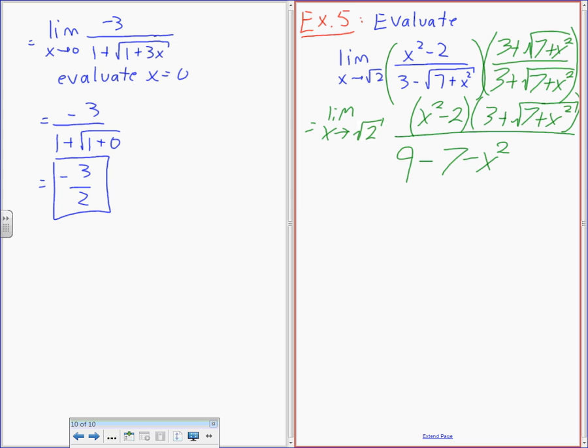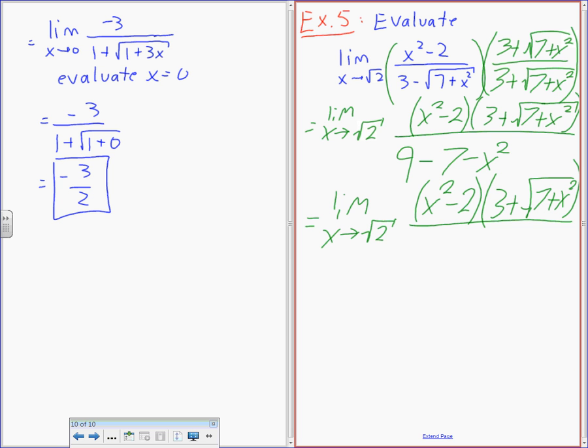So then we get the limit as x approaches root 2 of x squared minus 2 times 3 plus root 7 plus x squared, all over 2 minus x squared. So what do we notice about here? Yeah, we don't notice anything. This is the problem. We don't notice anything. Nate, give the aha moment. Nate, what's the aha moment?